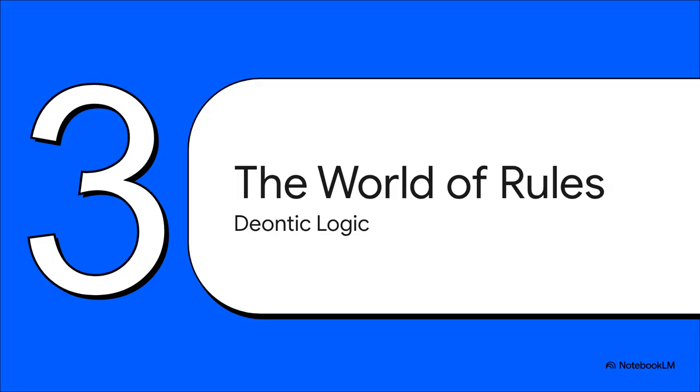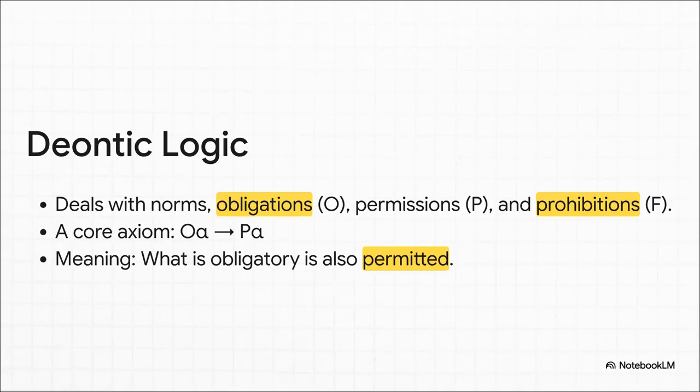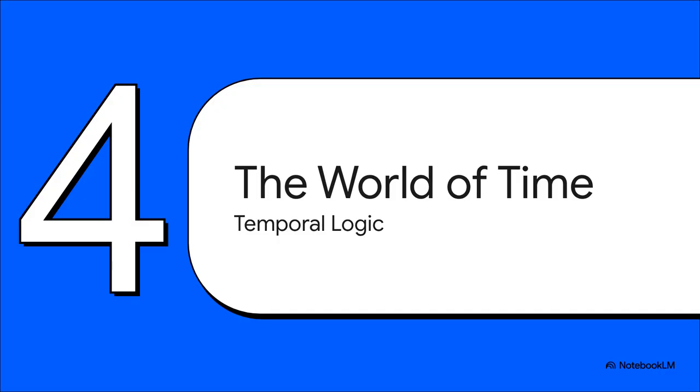How can you use logic to talk about what you should do? This is what we call deontic logic. It takes that same box and diamond idea and applies it to things like obligation, permission, and prohibition. It lets us build formal systems of rules. For example, a really fundamental principle is, if something is obligatory, then it must also be permitted. And that makes total sense, right? You can't logically be required to do something that's forbidden. It's a contradiction.